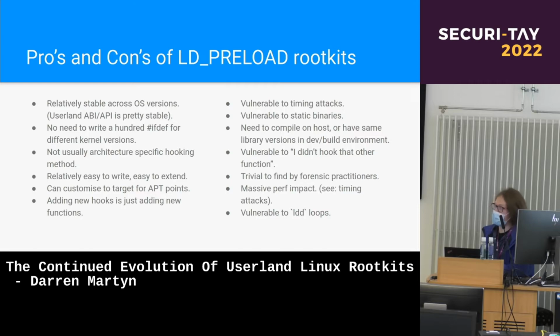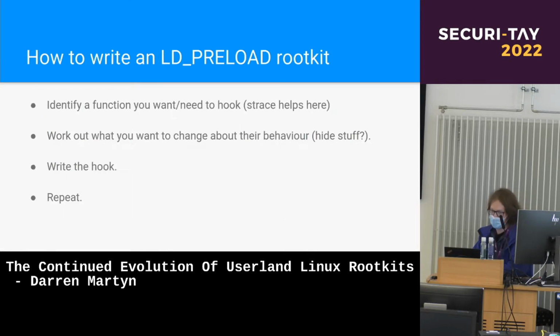They're vulnerable to timing attacks because they interpose themselves: they go in between the legit function call and your hook acts in the middle and adds extra clock cycles, so if it does a comparison, it causes a timing difference, and I'll show you that in a minute. It's also vulnerable to just running ldd in a loop, which sometimes will cause things to break and show the hidden stuff when it's not supposed to.